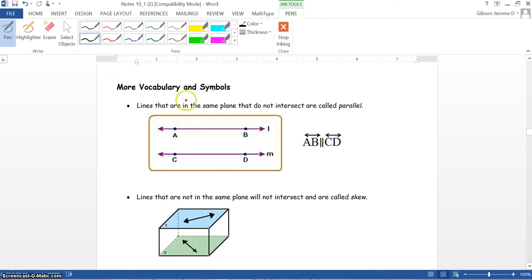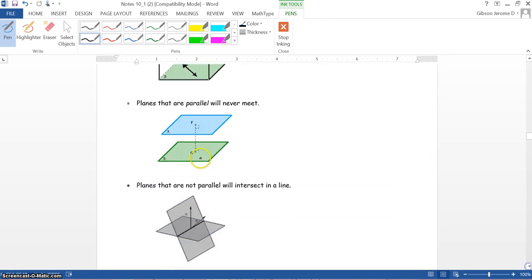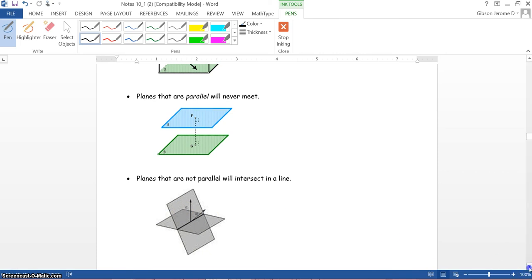Now, more vocabulary and symbols. Lines that are in the same plane that do not intersect are called parallel. Now, lines that are not in the same plane will not intersect and are called skew. So that means that these were in two different planes here. Now, planes that are parallel will never meet, but planes that are not parallel will intersect at a line. These two planes here intersect, and they intersect at a line.